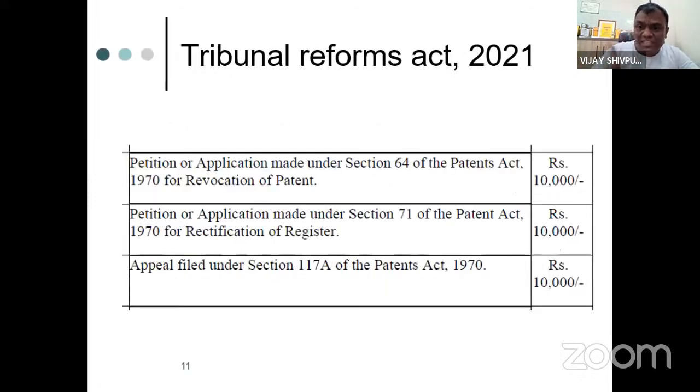Okay. Under this now, we need to see these forms, as well as there's a fees that is mentioned specifically, and the fees for each of this is 10,000 rupees each. So if you have to file a petition or application made under section 64, 71 or 117A, the fees for that, be it original jurisdiction or appellate jurisdiction, the fees for that would be 10,000 rupees each.